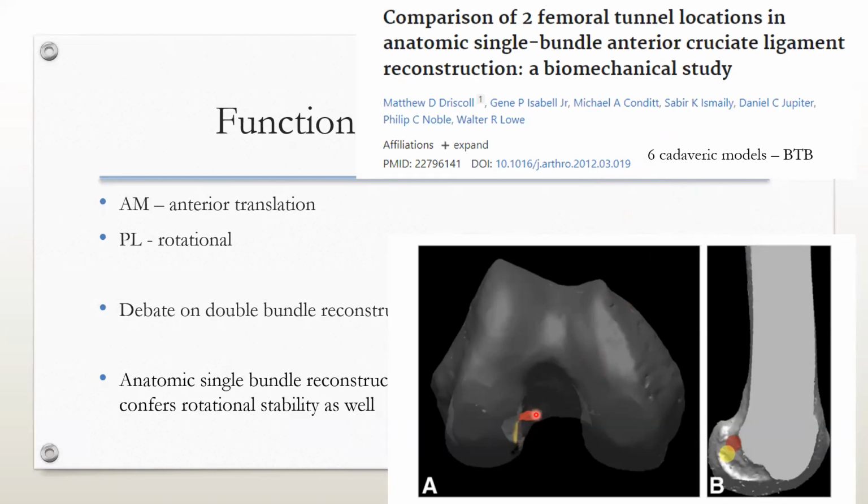So the red marks the center of the anteromedial bundle, whereas the yellow point marks the center of the ACL between the anteromedial as well as the posterolateral bundle. With respect to their study, they say that a single bundle reconstruction around the center of the ACL, that is between the anteromedial and the posterolateral bundle, was sufficient to address both anterior translation as well as rotational stability in the knee. So they advocate a single bundle reconstruction in the center position of the femoral tunnel.